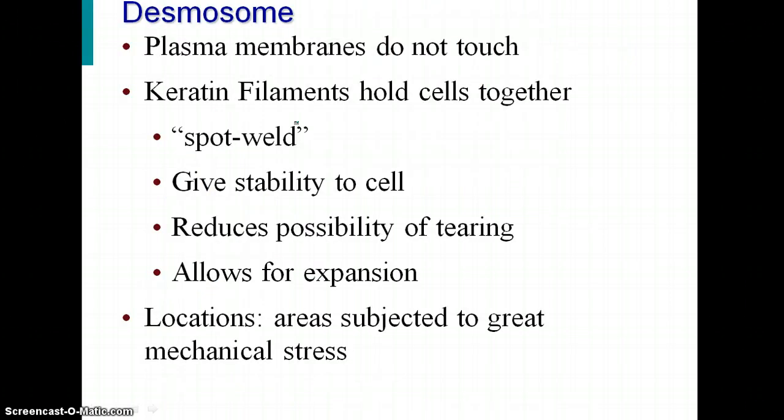In a desmosome, the plasma membranes are going to be extremely close, but they will not actually physically touch each other. You have keratin filaments that are going to hold the cells together. It forms somewhat of a spot weld. These give stability to a cell, but they also allow for expansion, and it reduces the possibility of tearing. So locations where you'll find these are areas subjected to great mechanical stress, such as your skin, your heart muscle, and your uterus.